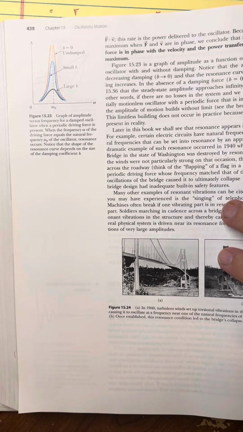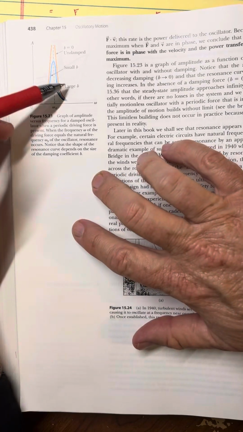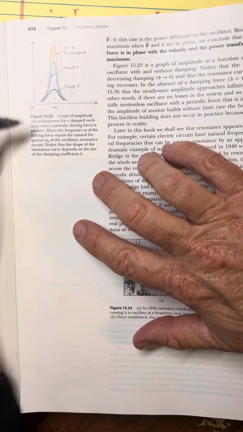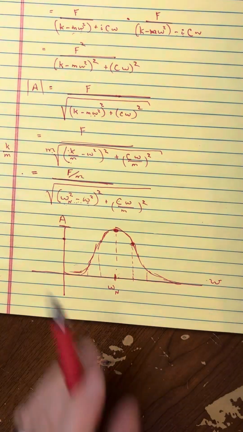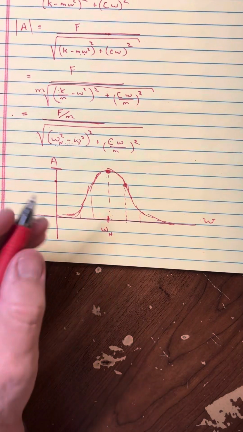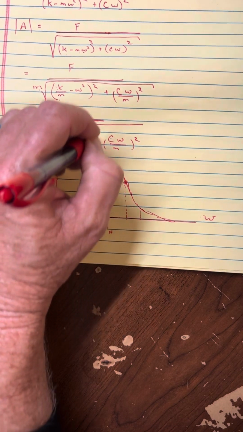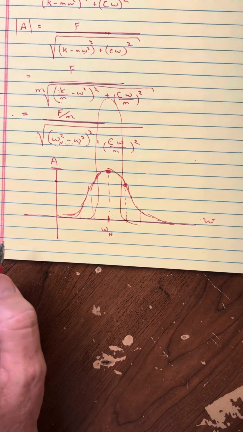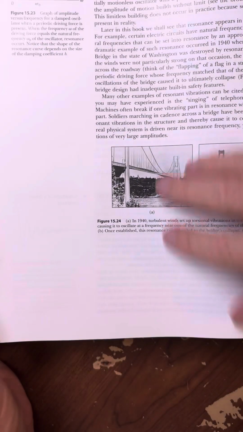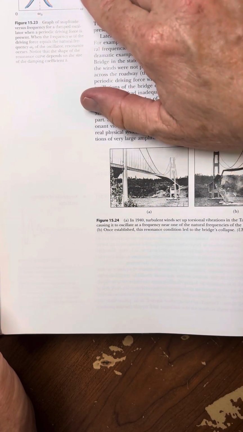This is called the Lorentzian shape, by the way. And it depends on how much friction you have. And so I drew one that has a certain amount of friction. If it had more, I guess it would shoot up like this, and it would kind of narrow on you. And that's what he's trying to show here.